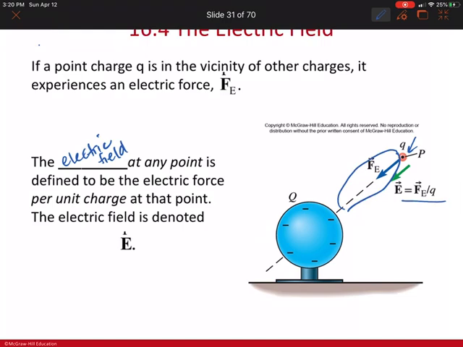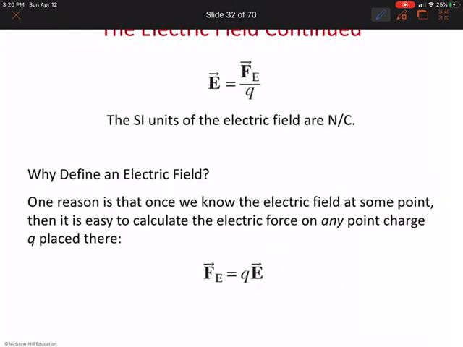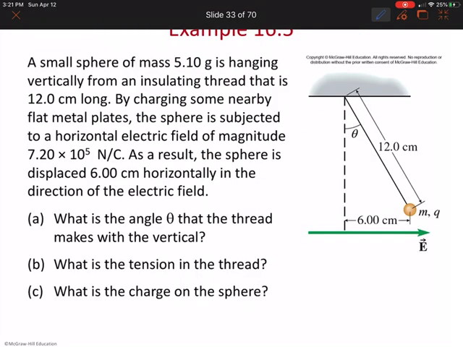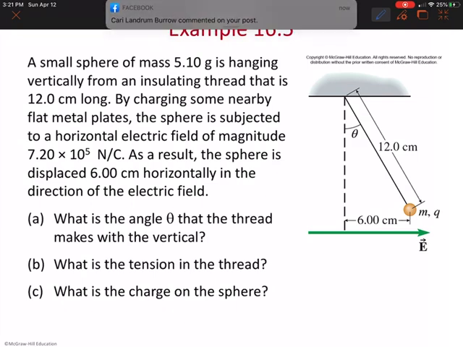Okay, so it goes on and it shows you a few of those same equations. So you can get the electric field using the electric force divided by charge. And of course, that is one way that we can end up finding the force if we have the electric field and the charge. Okay, so we can just rearrange the equation.